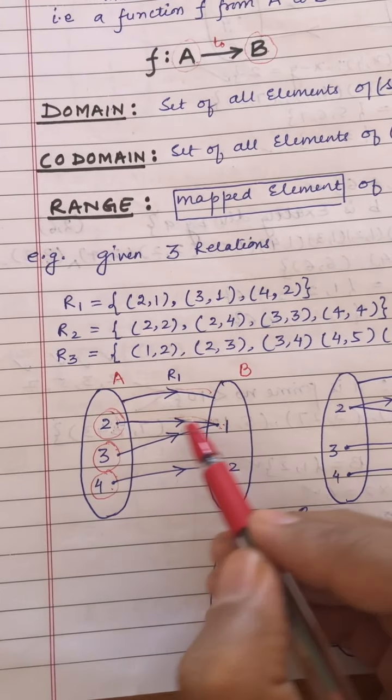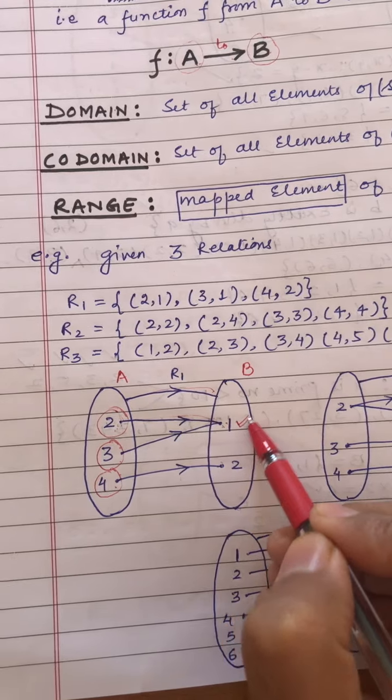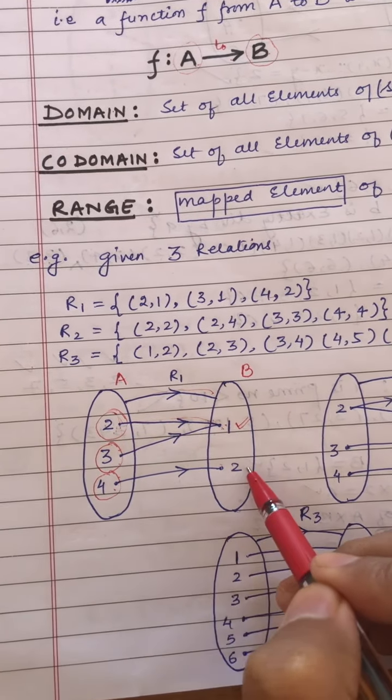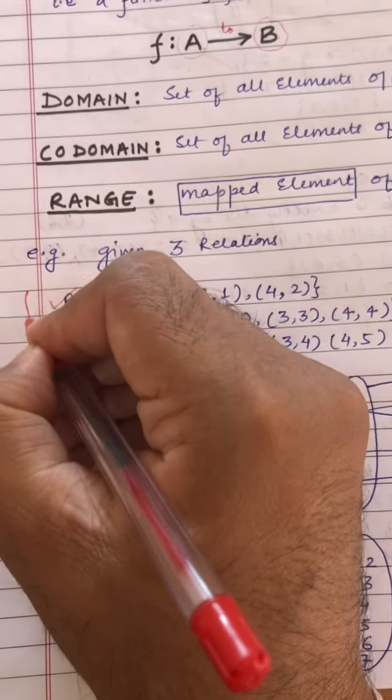2: how many images does it have? Only one image, that is 1. 3: how many images? Only one image, 1. And how many images does 4 have? Only one image, 2. So yes, it will be a function. So R1 will be a function F.